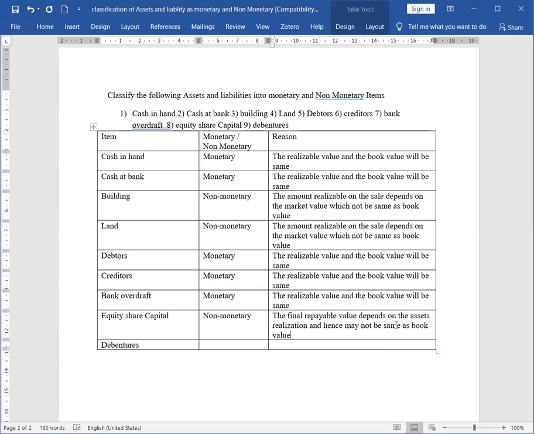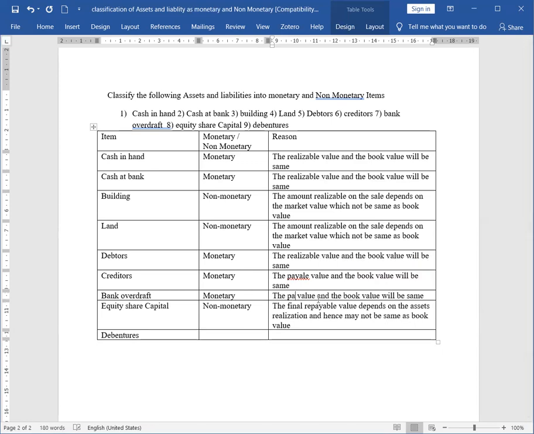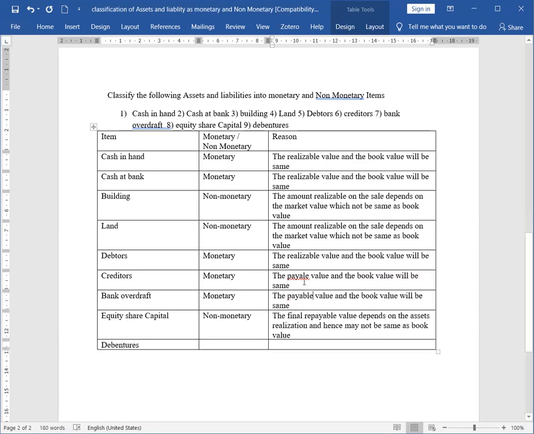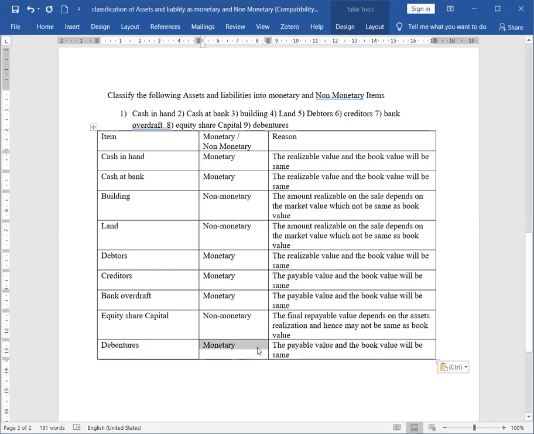Coming to debentures, of course, debentures will be paid at the same amount only. So for creditors, sorry guys, it will be the payable value. The payable value and the book value will be the same. So here also it is payable, not realizable; we have to use payable. I just copy pasted, so we have to change it. Debentures also, the payable value and the book value will be the same, so it is monetary.